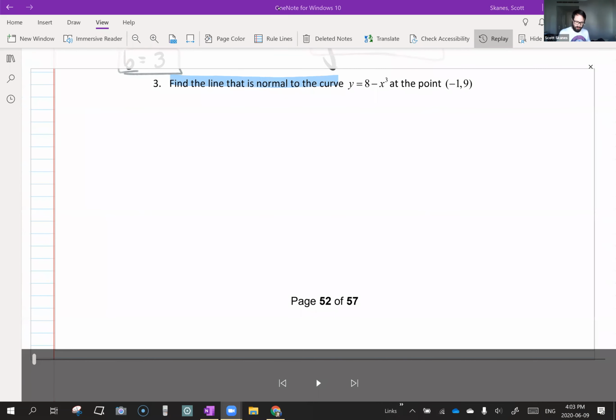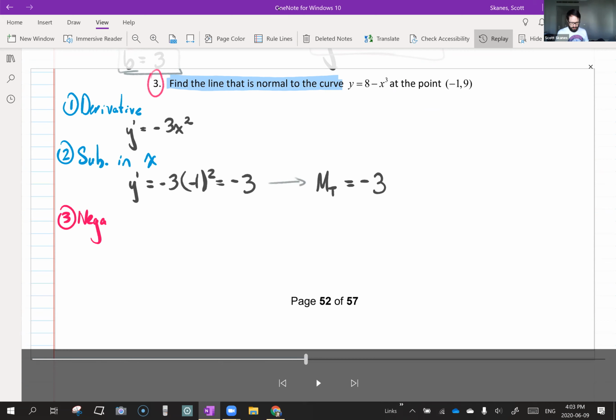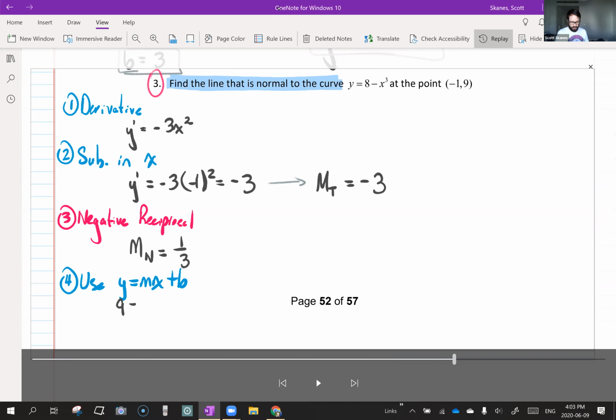Find the line normal to the curve, find the normal line. It's given a point. First step, find the derivative. That's the derivative. Sub in x. Put x in, get -3. That means the tangent's -3. The negative reciprocal of -3 is a negative negative, which is positive. So positive 1/3.